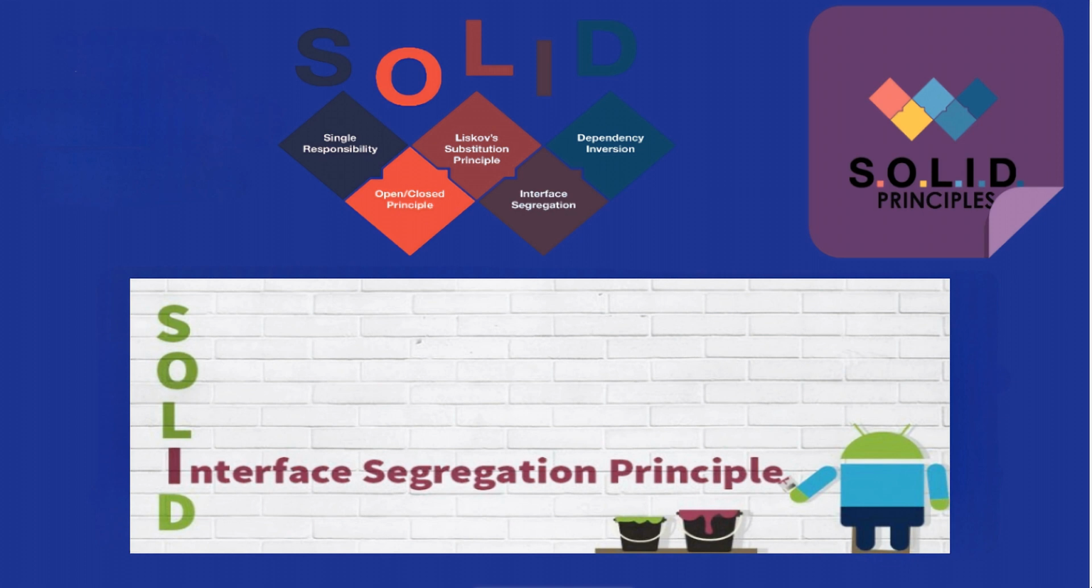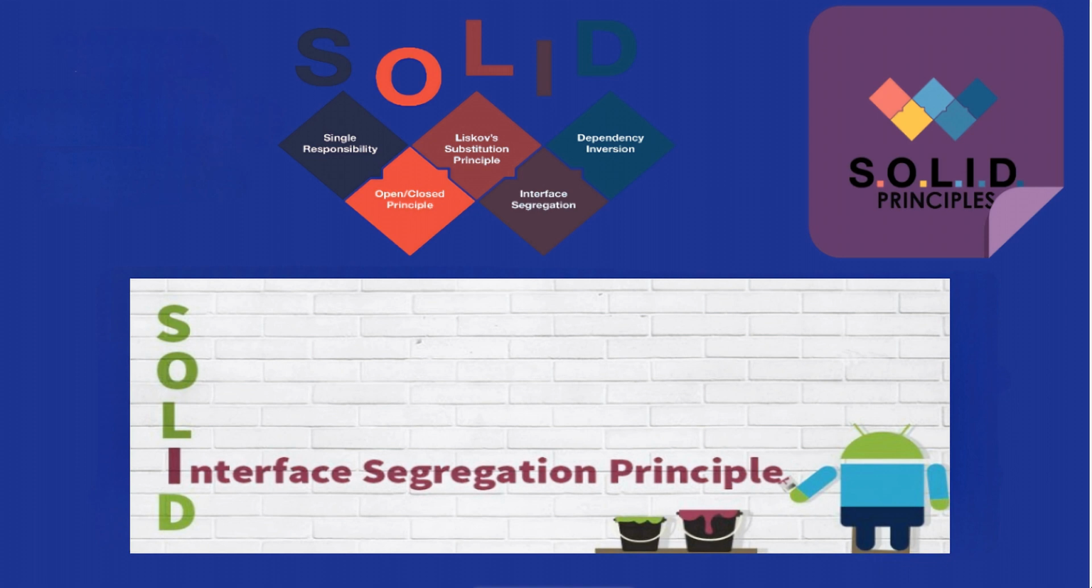Interface segregation principle, or ISP, is one of the five SOLID principles of object-oriented software design. It was introduced by Robert C. Martin and aimed to guide developers in designing and organizing interfaces to create maintainable, scalable, and loosely coupled systems.